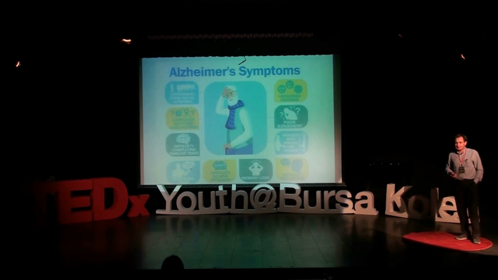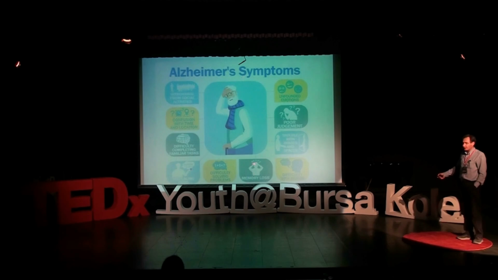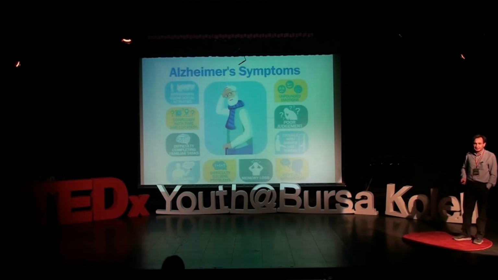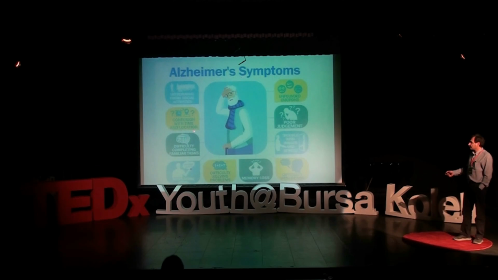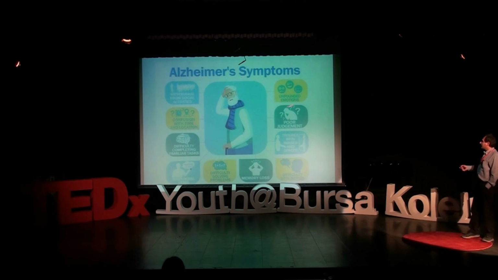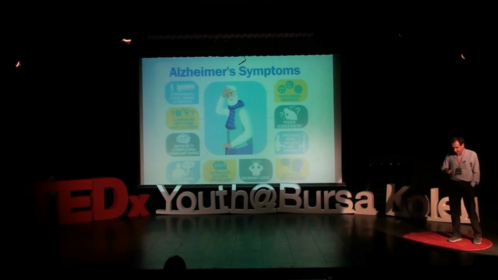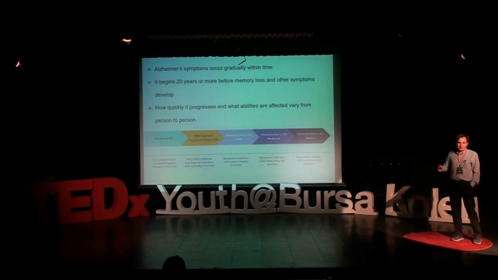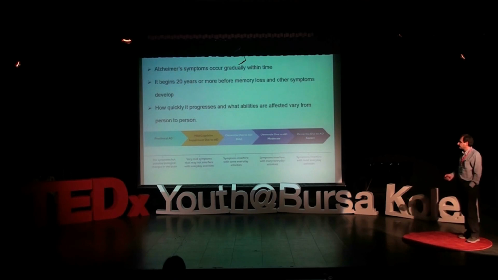So what are the symptoms? As we all know, the most important symptom is memory loss, and it's also associated with difficulty in solving problems. In addition, withdrawal from social activities, confusion with time and location, difficulty completing familiar tasks, misplacing items, unfounded emotions, poor judgment, trouble with images and spaces, and difficulty with words can also be observed. But these symptoms do not occur all at once, and they occur gradually over time.